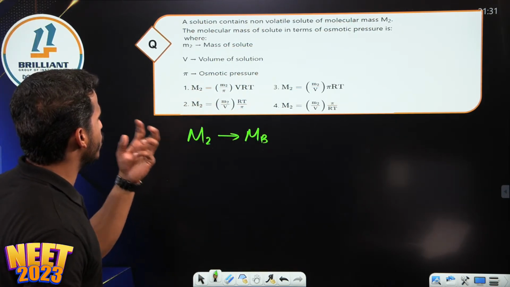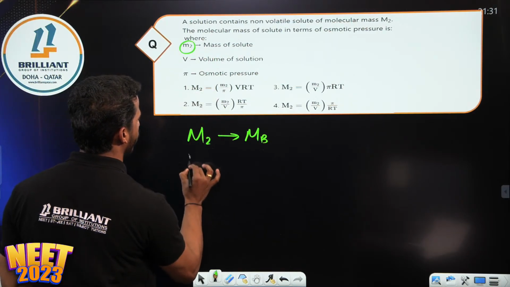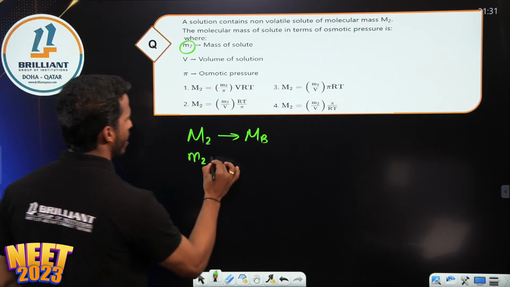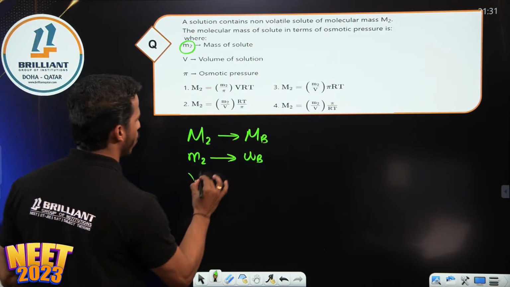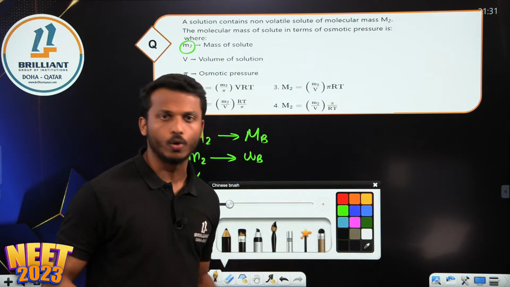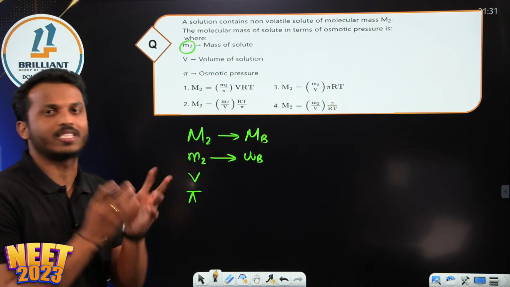And the molecular mass of solute in terms of osmotic pressure is, see, they given M2. What is M2? M2 is the mass of solute. That means WB, our normal term. V is the volume, okay. Pi is the osmotic pressure. This is the thing I told you. They will just ask you to rearrange the equation and which one is correct.